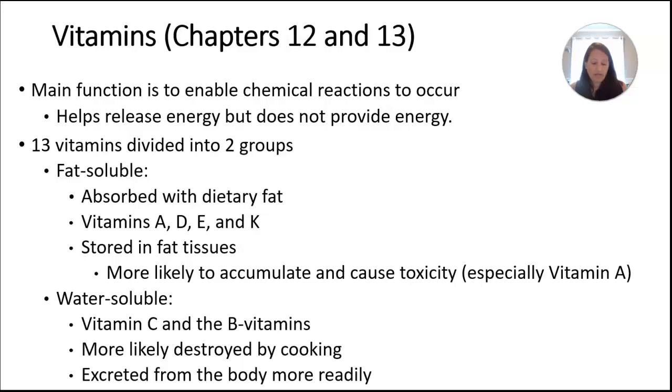The water-soluble vitamins include vitamin C, which you've probably heard of, and the whole slew of B vitamins that we'll get to. These are a little bit less stable. They are more likely to become destroyed by cooking. And so sometimes eating raw foods, like raw fruits and vegetables, is the better way to go. These don't tend to accumulate in the body. Again, because they're water soluble, they're excreted from the body with waste more readily.